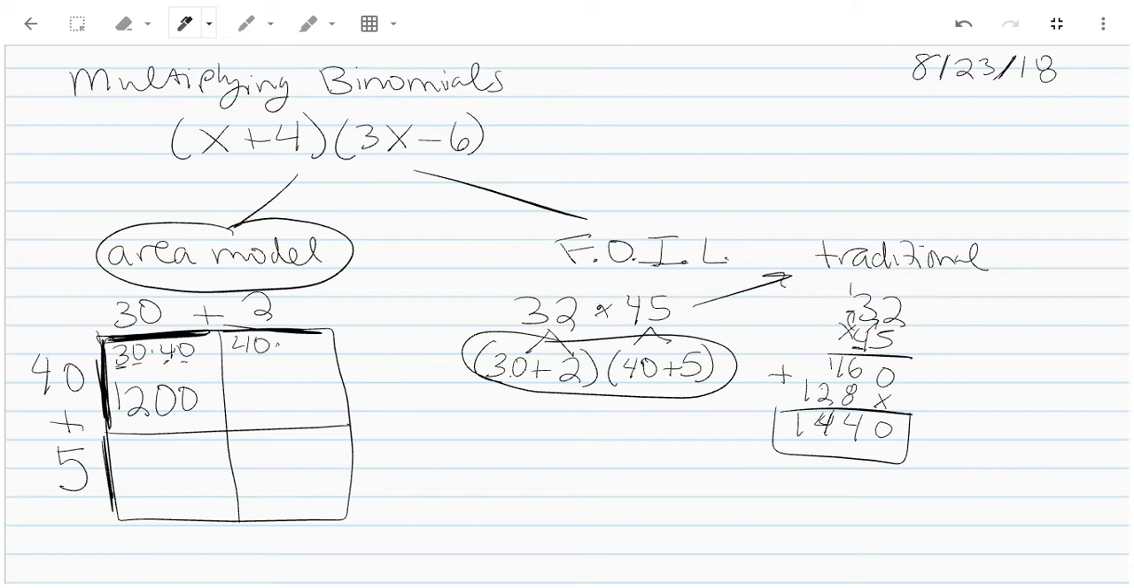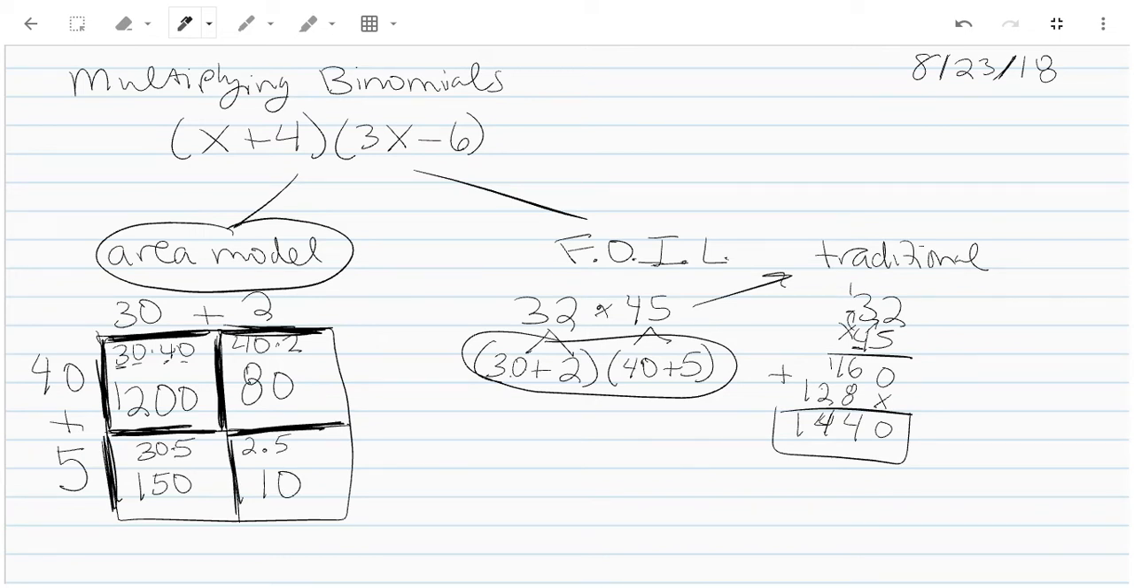This is 40 times 2. Doesn't matter, order doesn't matter, multiplication. So 40 is this length, 2 is that length. That gives you 80. Now it's this length up here, which is 30, times this length here, which is 5. That's 150. And this is my 2 times this is my 5, which is 10.